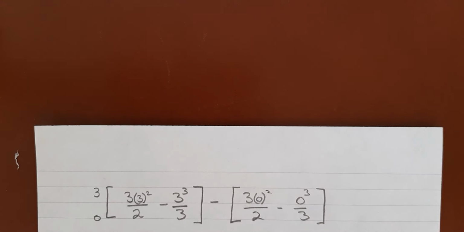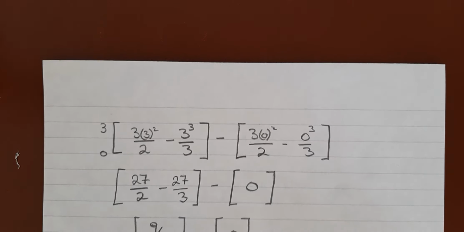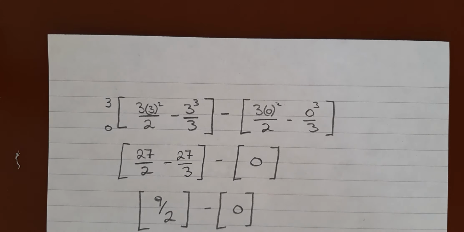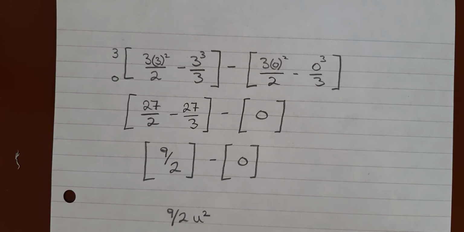So into our second section, between 3 and 0. Subbing in our 3 and 0, we get 3 multiplied by 3 squared over 2, minus 3 cubed over 3, minus 3 multiplied by 0 squared over 2, minus 0 cubed over 3. So our second part is going to return a 0. In our first part, we get 27 over 2 minus 27 over 3, which is 9 over 2. So the area of the second section between 3 and 0 is 9 over 2 units squared.